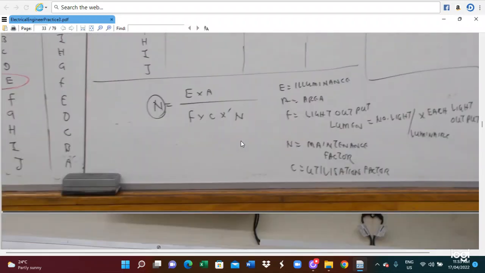So N equals E times A divided by F times MF times UF. E is the illuminance, A is the area, and F is the light output, so this is the number of lights multiplied by each light output. MF is the maintenance factor and UF is the utilization factor. So with this formula you can calculate the number of lights, using the maintenance factor.